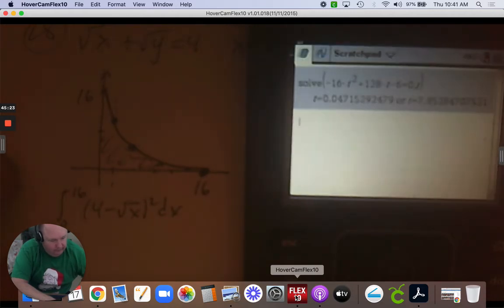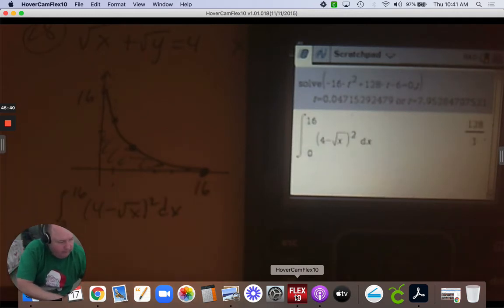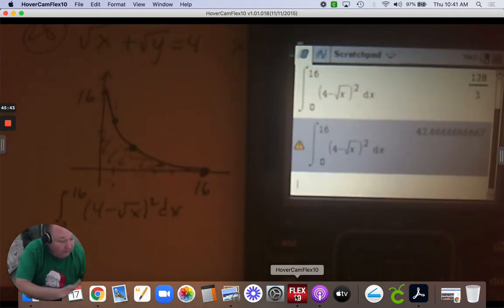We're integrating from 0 to 16. Parentheses, 4 subtract root x. Move the cursor. Square it. And that's dx. Oops, it actually has a nice little answer to it. So 42.666, or there you go, 667.